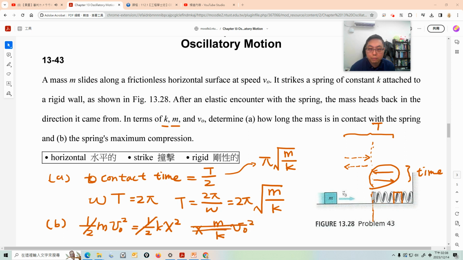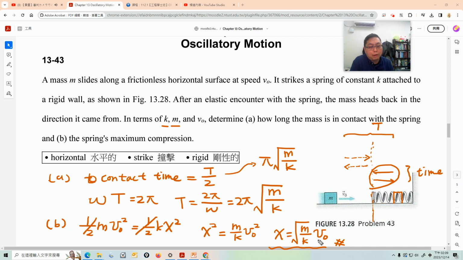I don't have space here. I should put more space. So we will have x squared equal to m over k times v0 squared. And so our maximum compression x is the square root of m over k times v0. That's the answer: the maximum compression of the spring during the contact.